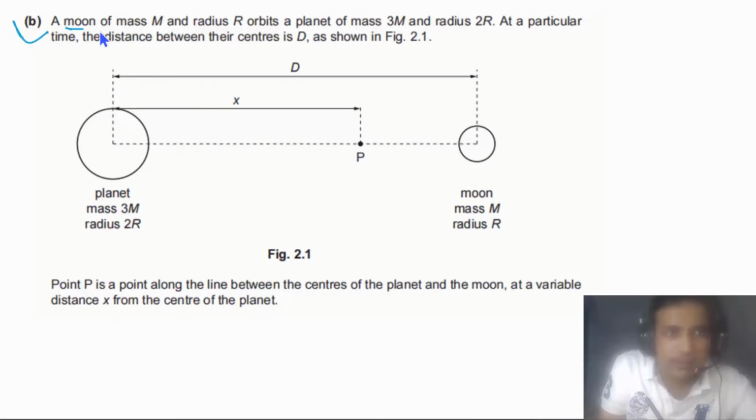Part B says a moon of mass capital M and radius capital R orbits a planet of mass 3m and radius 2r.